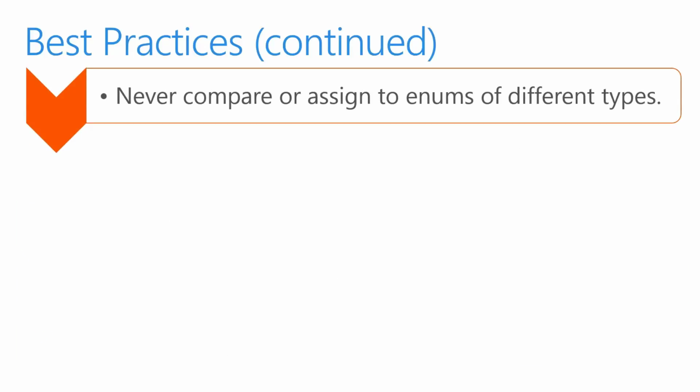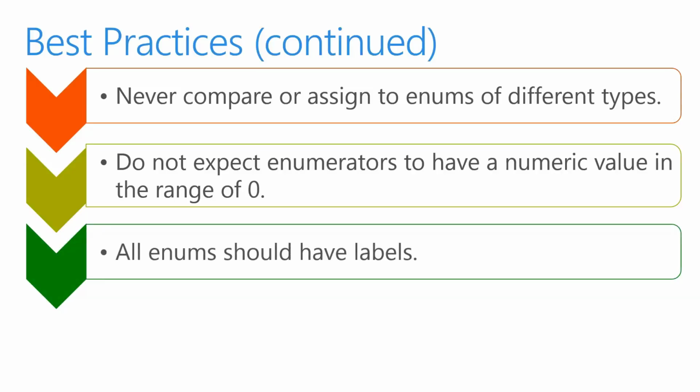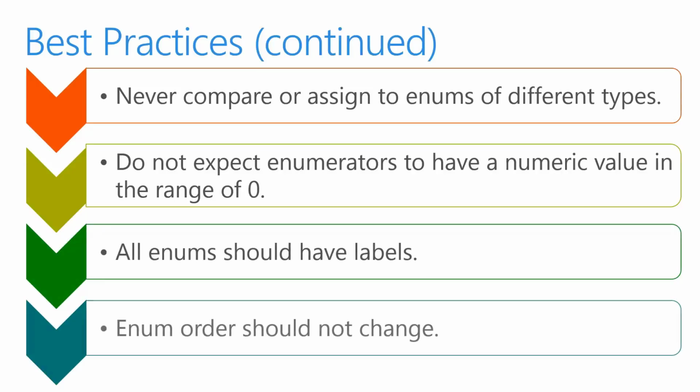Never compare or assign to enums of different types. Do not expect enumerators to have a numeric value in the range of 0. All enums should have labels. And lastly, enum order should not change.